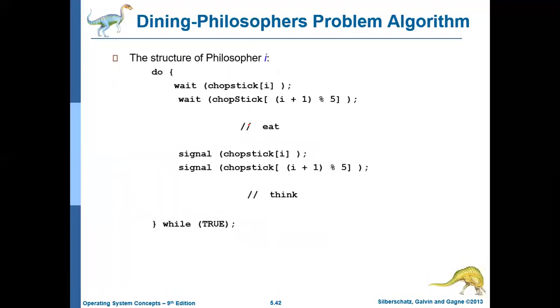Okay, so this is how the solution is given for the dining philosophers problem. If philosopher i wants to eat, then he will call a wait operation on chopstick[i], the ith chopstick. Basically, this chopstick[i] is a semaphore, or you can call it a lock. If somebody is already using it, it will be 1. If nobody is using it, then it will be 0.